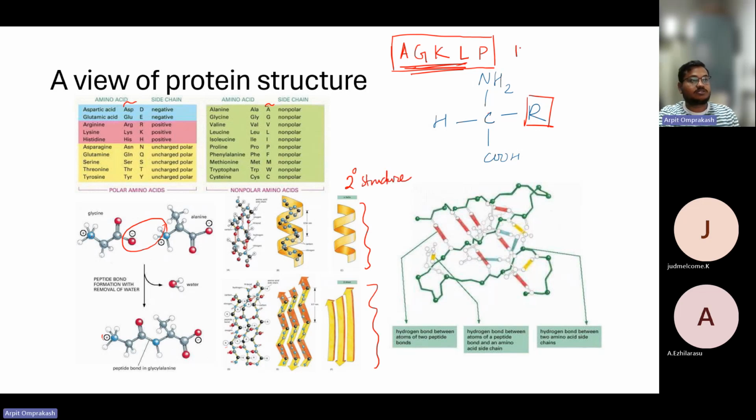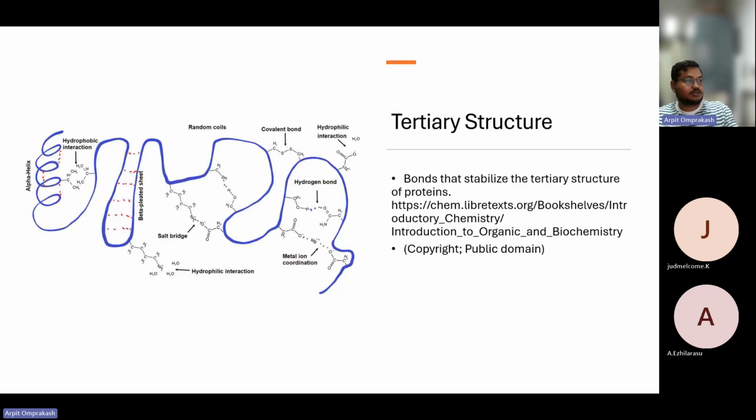So this is the primary structure of a protein, and this is a secondary structure of a protein. Now, once we have a secondary structure, what can happen is we can have bonds in between different parts of the polypeptide chain. Sometimes the polypeptide chain will be much larger, and there can be bonds between different parts of the polypeptide chain that lead to a tertiary structure.